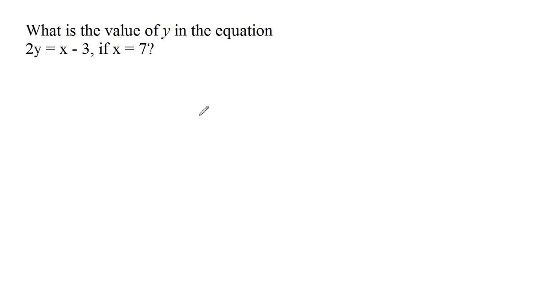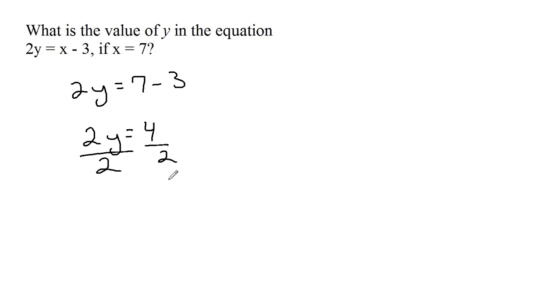Working the last problem, what is the value of y in the equation 2y equals x minus 3 if x equals 7? So we're going to substitute 7 in for our x. We'll have 2y equals 7 minus 3. So we don't have to move these values to the other side because we're wanting y by itself. So 7 minus 3 leaves us with 4. And then we'll divide by 2 to get y by itself, leaving us with y equals 2.